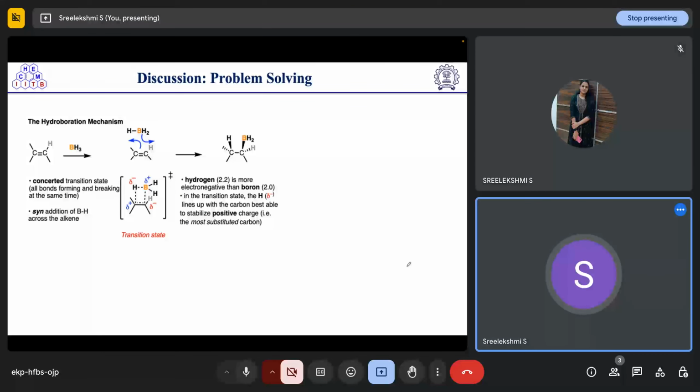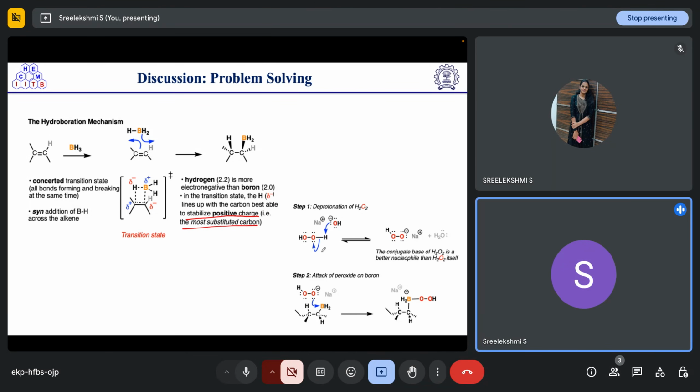So the detailed mechanism is like this. First, as we said, the concerted transition state forms like this, so bonds are breaking and forming at the same time by the syn addition of BH across this alkene. Hydrogen is more electronegative than boron; the value for hydrogen is 2.2 and boron's electronegativity is 2. So hydrogen goes to the more substituted, electron-rich carbon, the carbon best able to stabilize the positive charge.